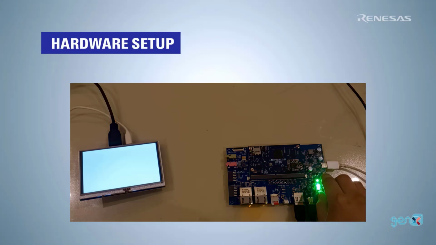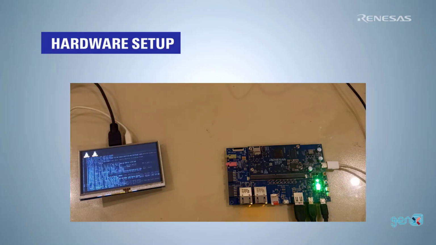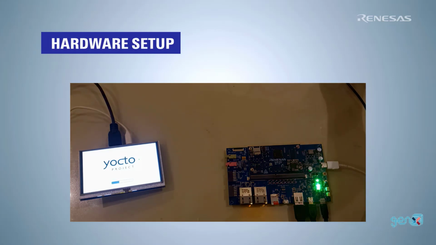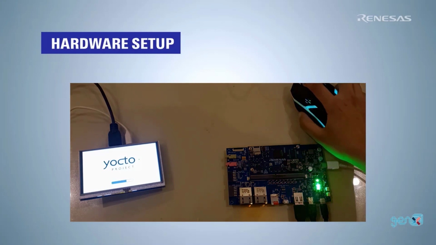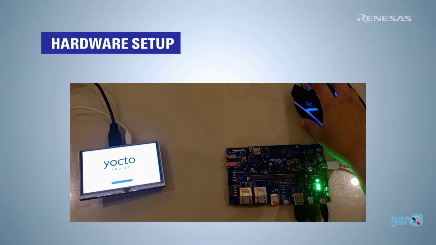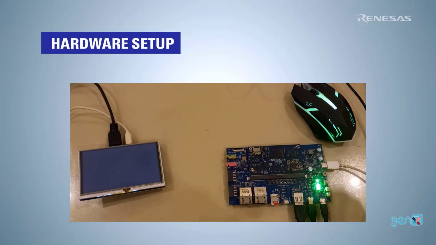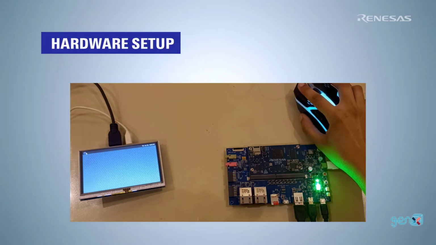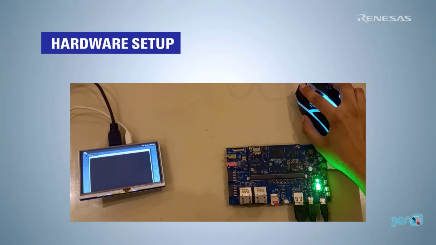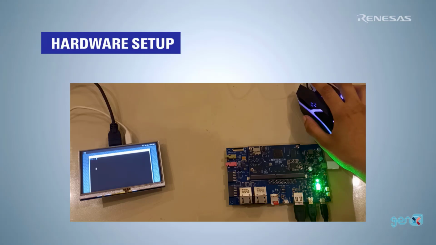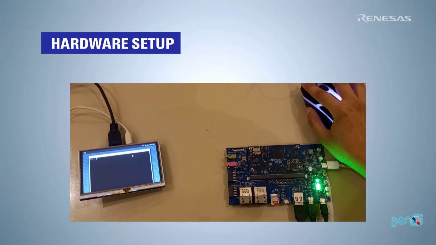From here, press switch 9 to boot up the board. And we can see that Linux is booting. From here, we can open up the terminal and can run any command using the keyboard. Thus we can see that the peripherals are working.